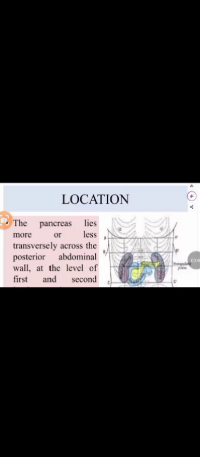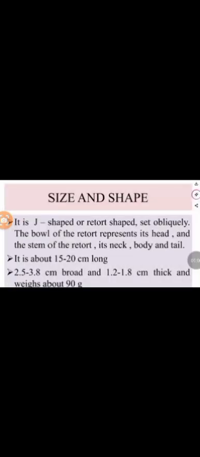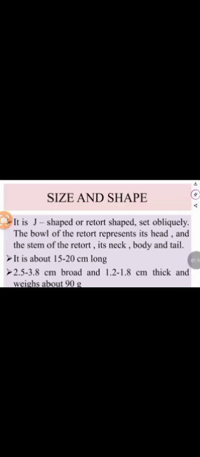As location, the pancreas lies more or less transversely across the posterior abdominal wall at the level of the first and second lumbar vertebrae. This is the size and shape. Pancreas is J shaped. It is about 15 to 20 centimeters long, 2.5 to 3.8 centimeters broad and 1.2 to 1.8 centimeters thick, and weight is about 90 grams.